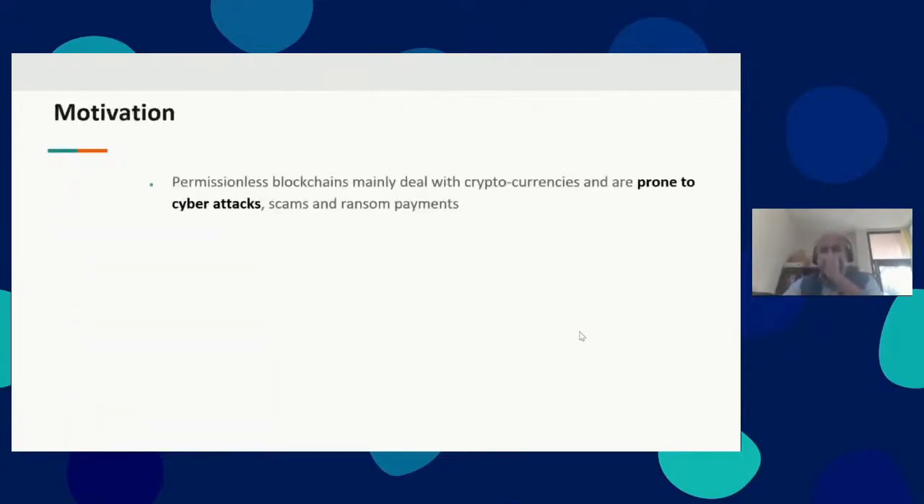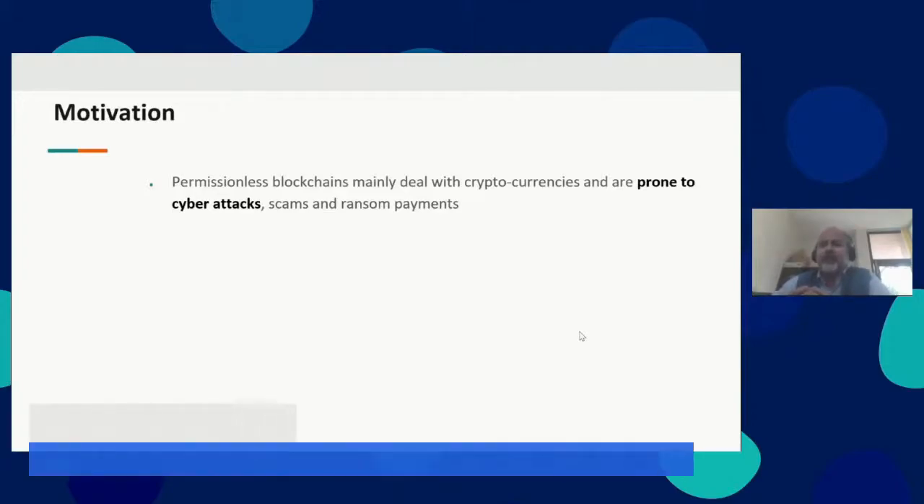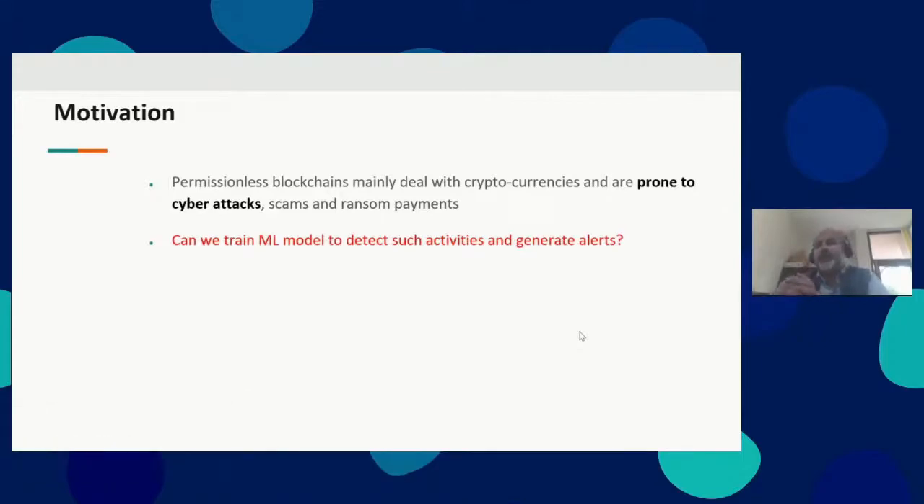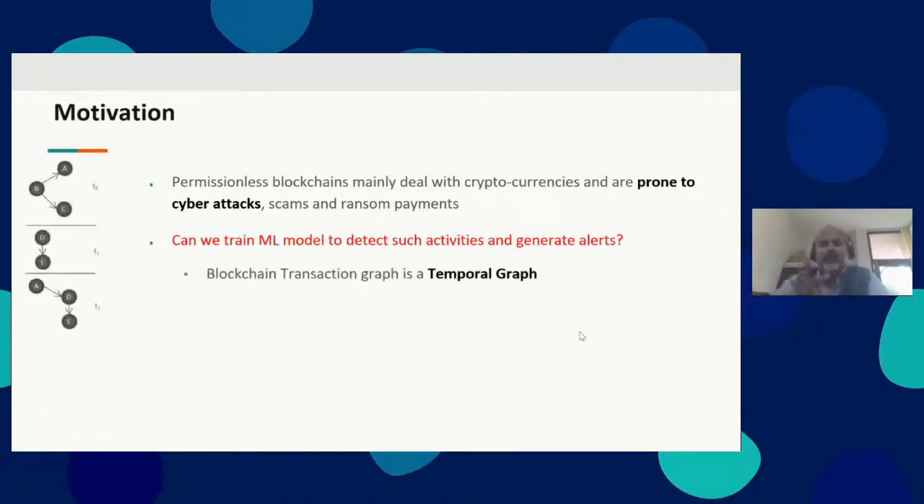The first thing we noticed is that, as I already told you, there is a huge amount of inequality in this ecosystem, and then we found that accounts have very different behaviors, and depending on whether they're malicious or non-malicious, their behavior changes. So the question is, can we train a machine learning model to detect such activities and generate alerts?